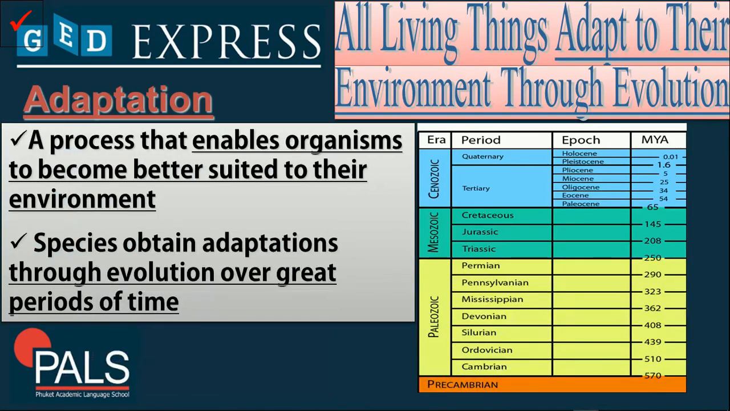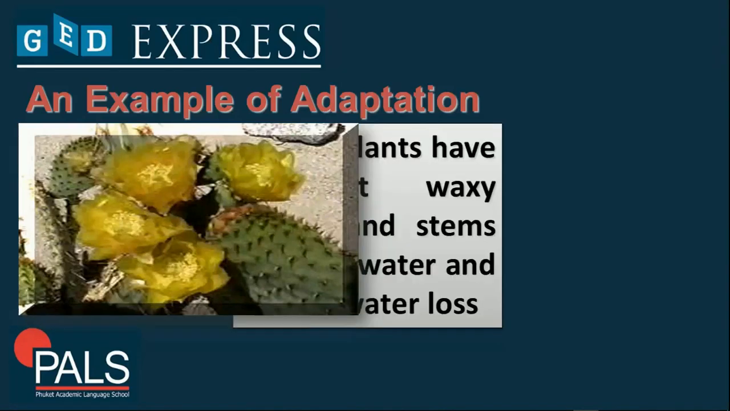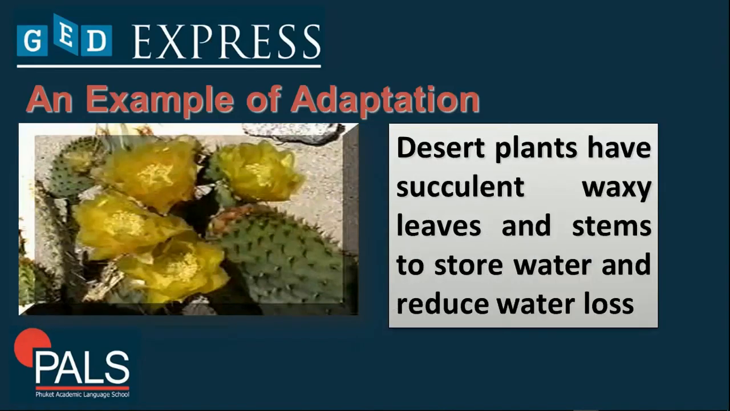So it needs a specific time frame. For example, the time frame for the adaptation done by reptiles a long time ago in order for them to evolve and become dinosaurs. Now, an example of adaptation would be succulents or cactuses. Desert plants have succulent waxy leaves and stems to store water and reduce water loss. That is one way of adapting to their hot environment so that they will not be dehydrated.